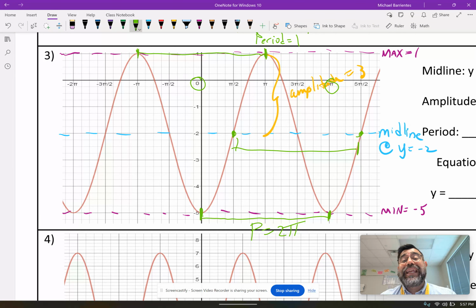So if you understand what these characteristics are measuring in the graph, it's going to make it a lot easier when we have to graph things ourselves. And that's coming up pretty soon.